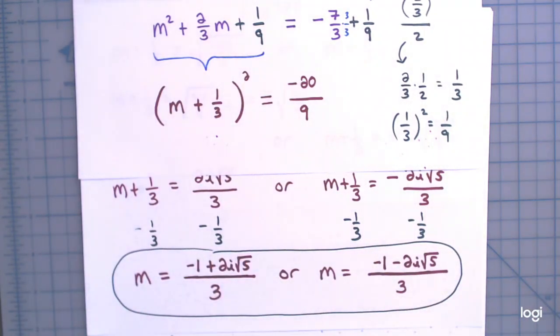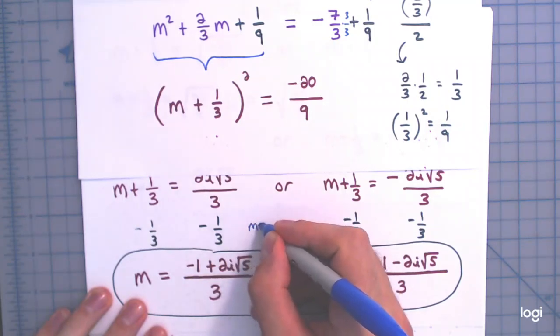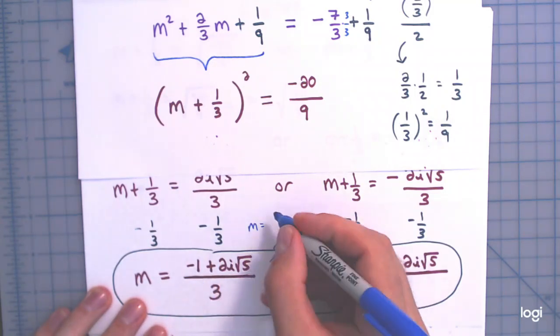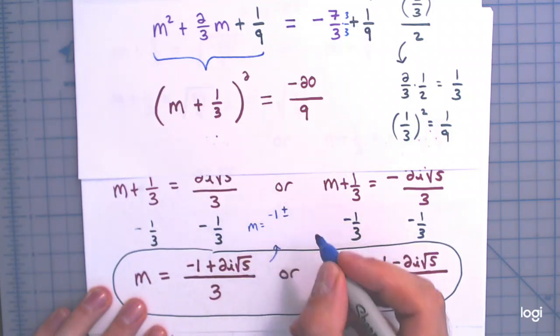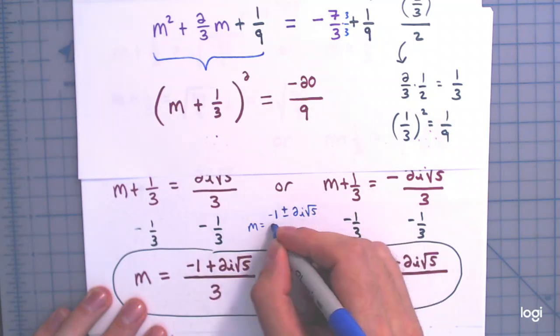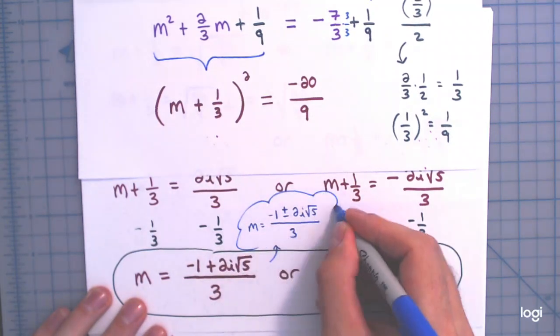And of course, you could always write the solutions this way too. m equals, you see how they're exactly the same except for this sign. There's a plus here, minus there. So both of them have this -1, but then you have your plus or minus, and then the 2 times i times the square root of 5, and all of that divided by 3. You could write them out this way as well.